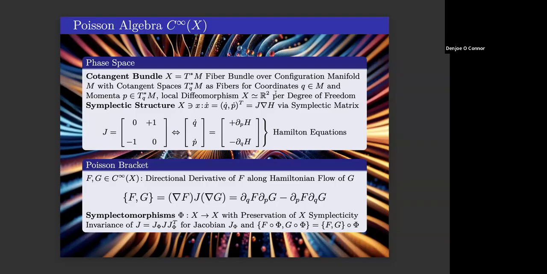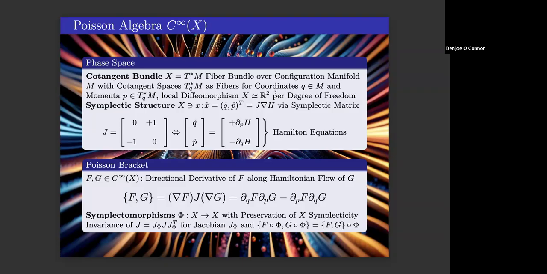And then related to this is the Poisson bracket, which is just basically the directional derivative of the function along the Hamiltonian flow that is generated by another function, G. So then you have this Poisson bracket. I just write this all now in 1D, right? You can always sum over all degrees of freedom if you have higher dimensions.